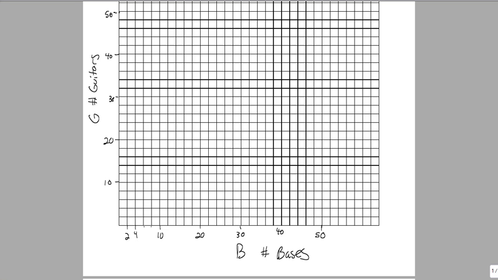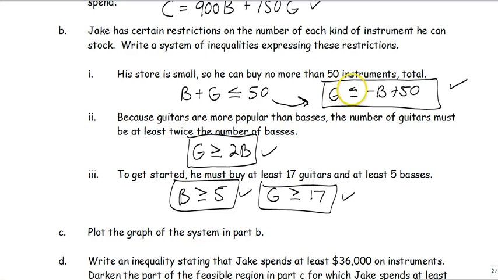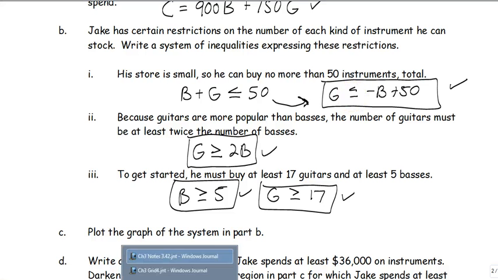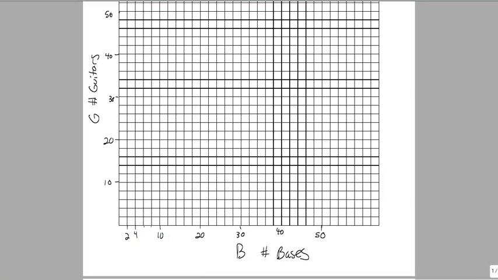Now, let's look again. We're going to have to flip back and forth a little bit here to see our equations. So let's look at this one again. We have G is less than or equal to negative B plus 50. Or you can think of it as this system here. Again, you can do the cover-up method. When B is 0, G is 50. When G is 0, B is 50. And there's a slope of negative 1. When there's a slope of negative 1, like I was saying, you can just graph it.